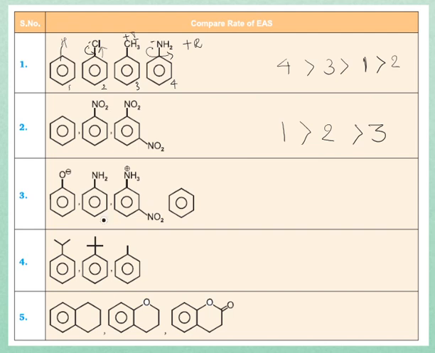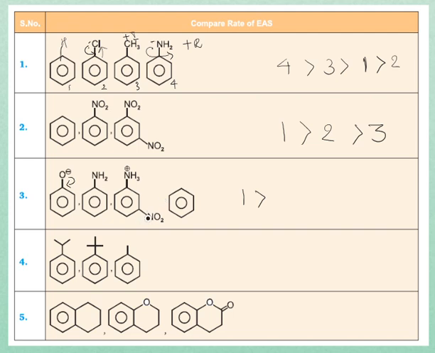Now, whose rate is greater? Whichever donates electrons to the benzene ring easily. So oxygen has a negative charge. That means it donates more electrons, much more quickly, because it's already ionized. So I would prefer to write it in the beginning, right? So that is the highest.